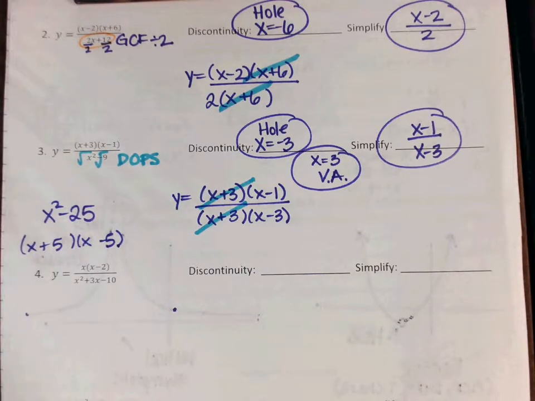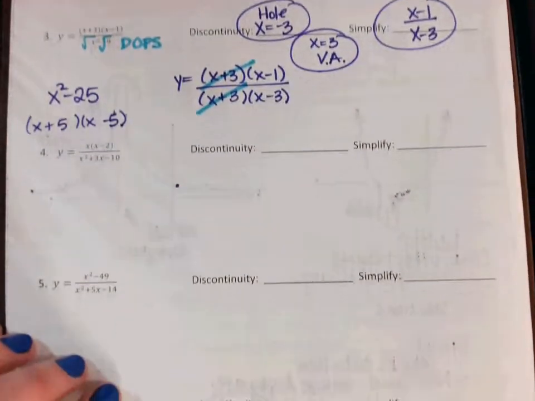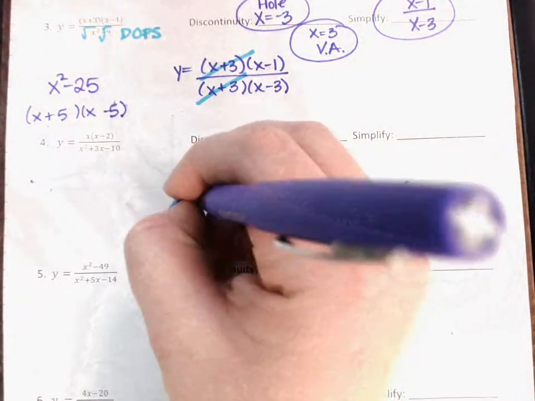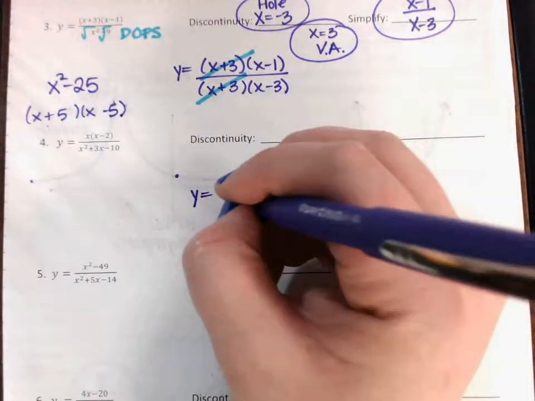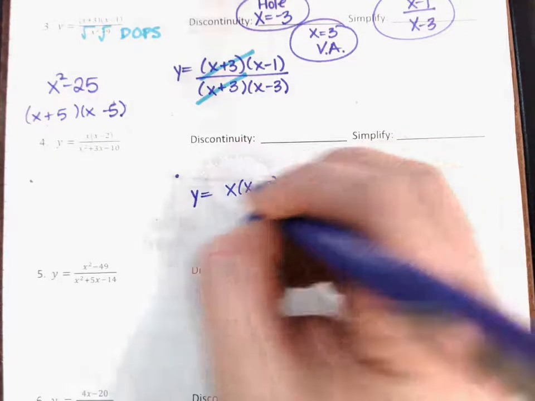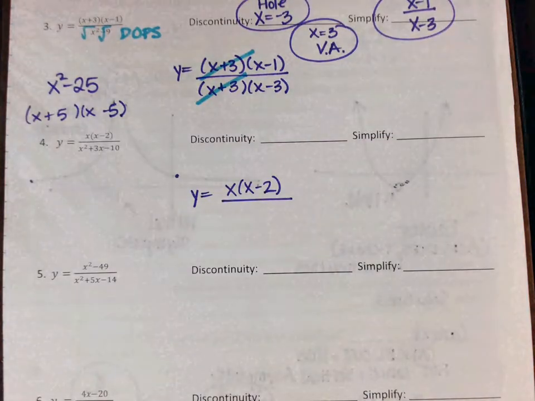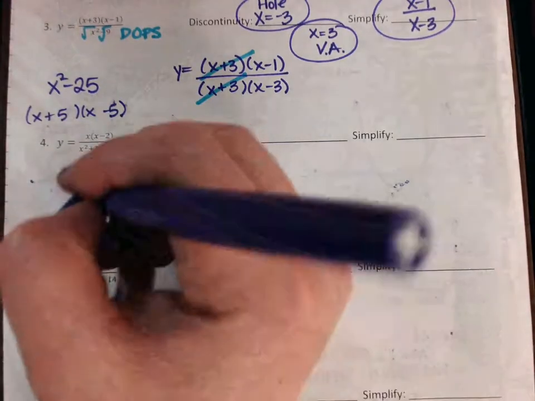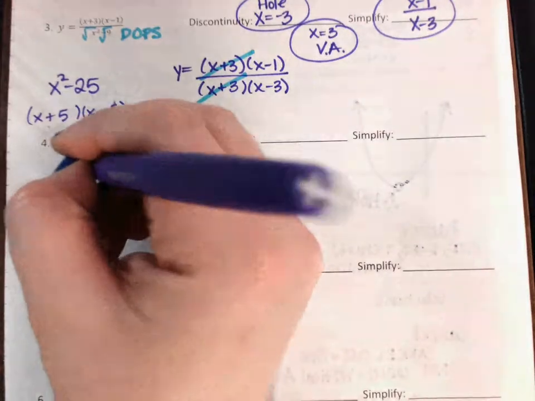Okay? All right, so come down to number 4, please. Okay, which part is already done for me on this next one? Top or bottom? Top's already done. x minus 2. On the bottom, though, we're going to have to use what method? GCF, difference of squares, that shortcut, or t-chart? T-chart.